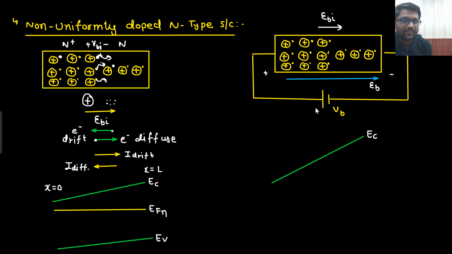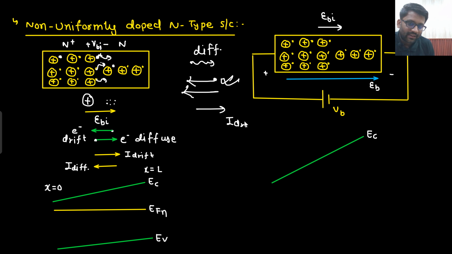Now there would be a current as well. What will be the direction of current? Electron tried to diffuse from here to here, and electron tried to drift from here to here. This was the drift, and this was the diffusion. Because of this applied electric field, the drift has become much stronger. The diffusion is as it is, but the drift is stronger because of this external electric field. The electrons would be drifting in this direction, so there will be some drift current set up.